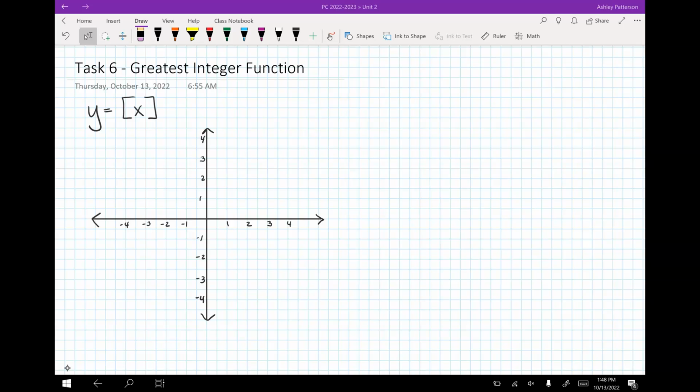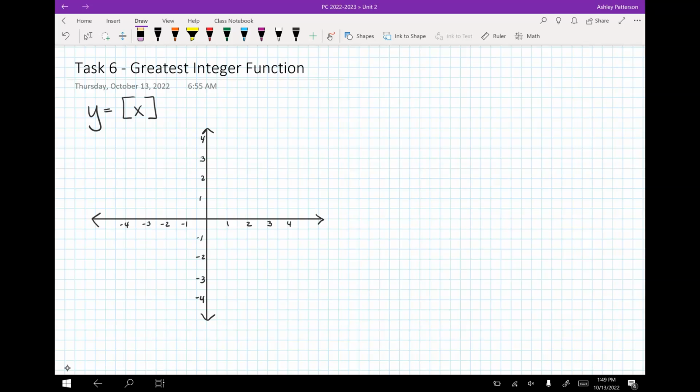Okay, so task 6 is the greatest integer function. Some of you have seen it, some of you have not. Notice this is our parent function right here. Notice the brackets. It is not the same as the absolute value function, but it's very easy for us to get the two mixed up. Please always take the time to figure out, is this a bracket or is this an absolute value bar?